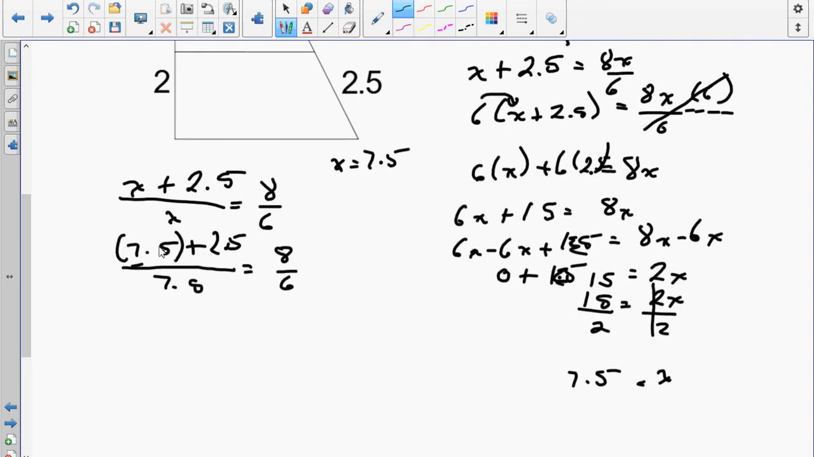Well, 7.5 and 2.5, that's actually 10 over 7.5, and that's equal to 8 over 6. So getting your calculator out, 10 divided by 7.5 is equal to 1.3 repeating. And that's equal to 8 over 6, and that is 1.3 repeating. So we know our solution, that x equals 7.5, is correct.